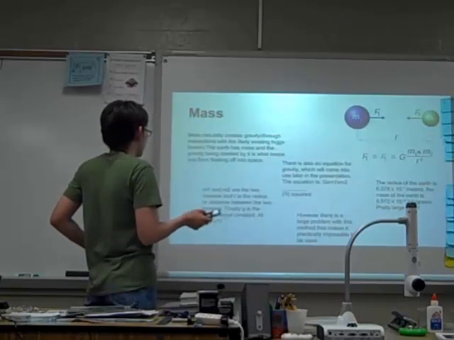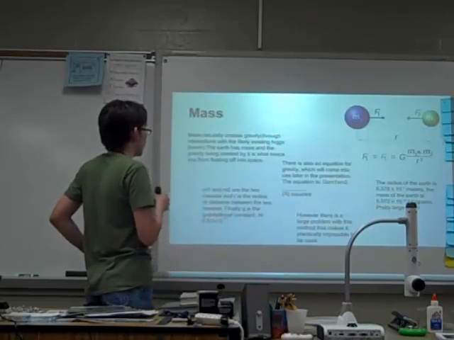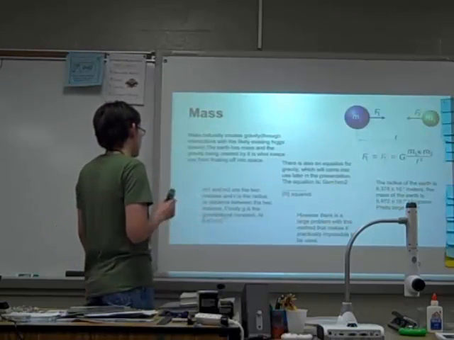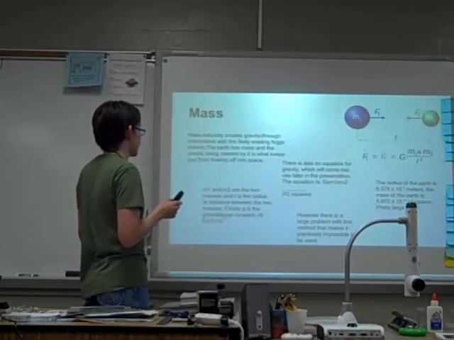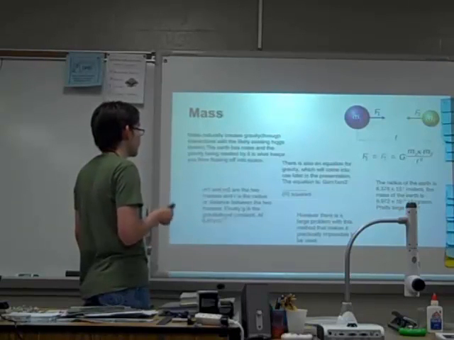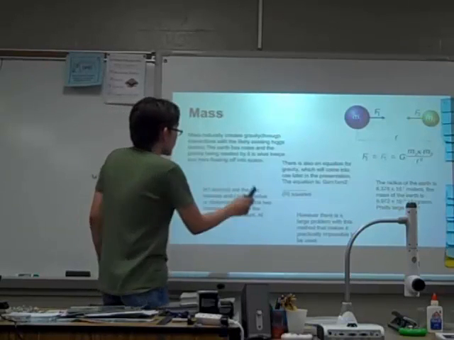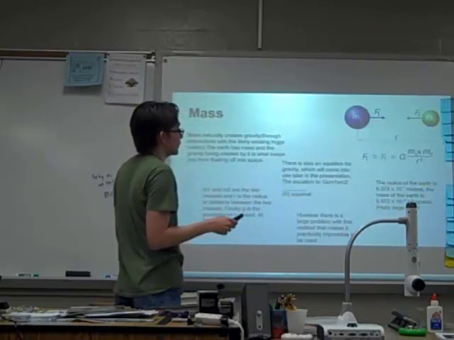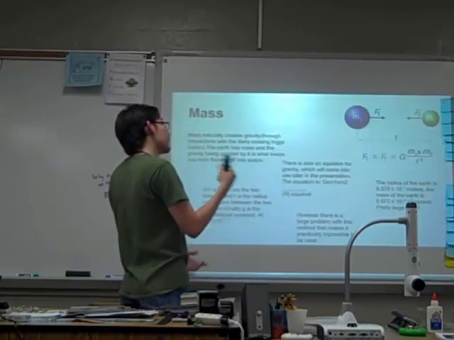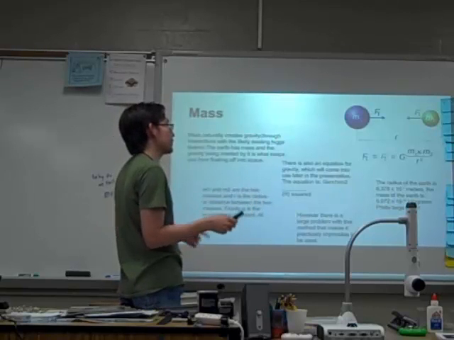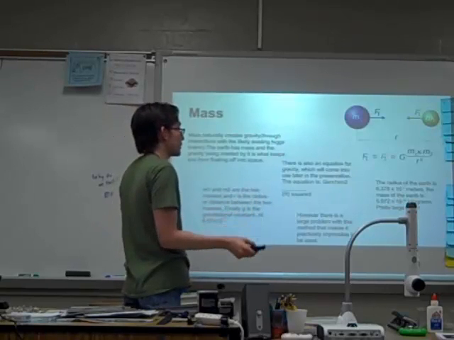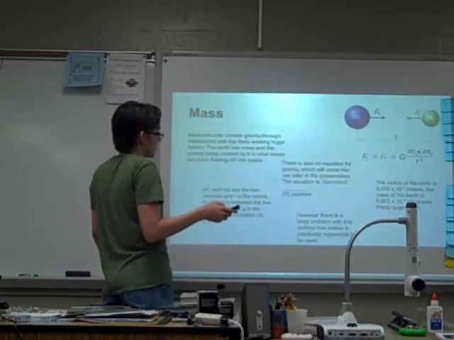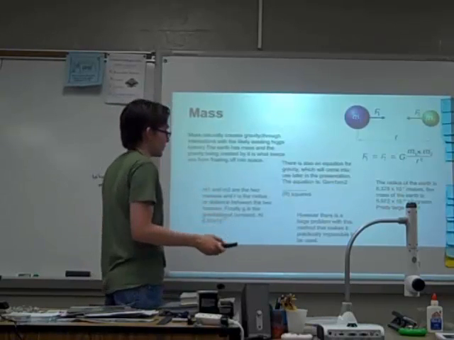m1 and m2 are the two masses, and r is the radius or distance between the two masses. Finally, G is the gravitational constant at 6.67 times 10 to the power of negative 11. The radius of the Earth is 6.378 times 10 to the power of 6 meters. The mass of Earth is 5.972 times 10 to the power of 24 kilograms. Pretty large, right?